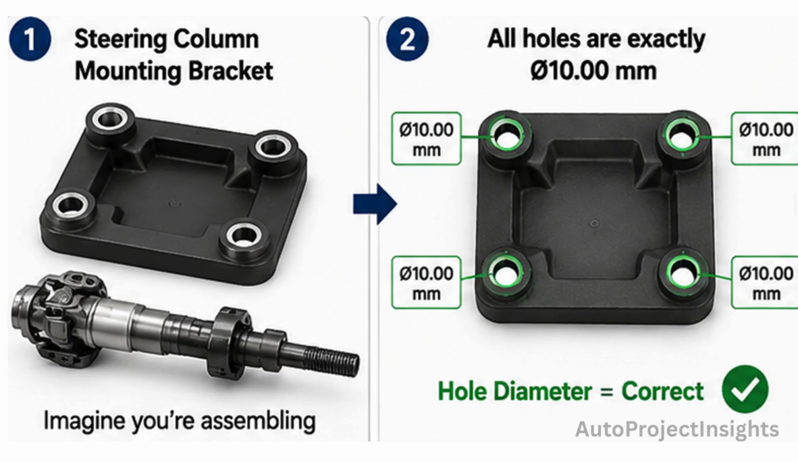controlling only its diameter. Imagine you're assembling a steering column. Every mounting hole is exactly 10 mm in diameter, but the bolts still don't fit. How is that possible? The answer is position tolerance. Today, we'll understand why engineers care more about where the hole is than just how big it is.